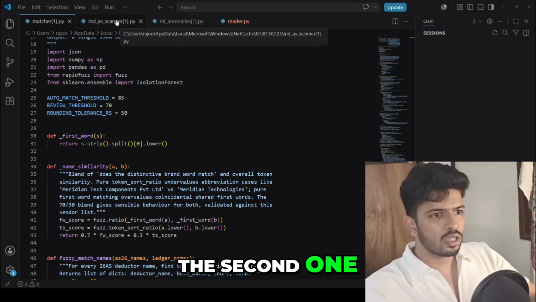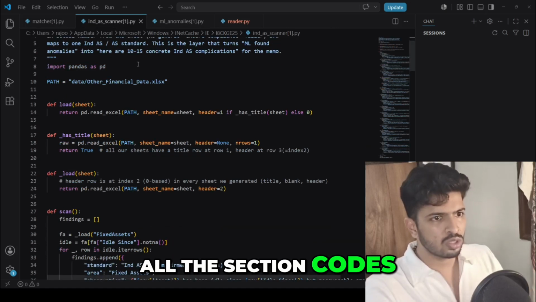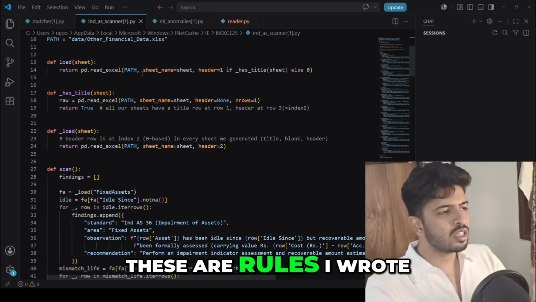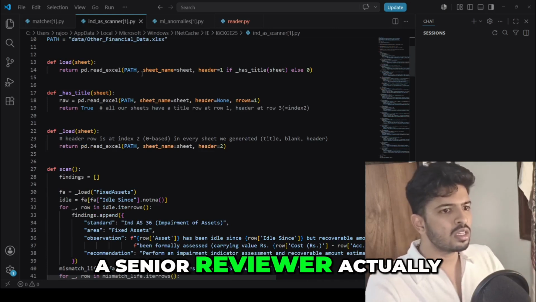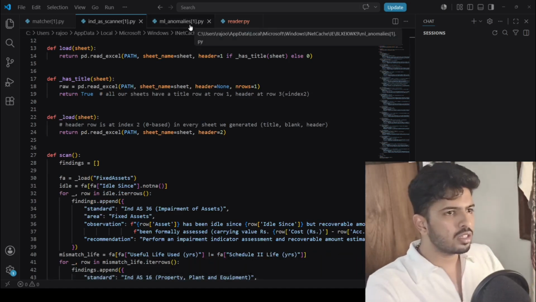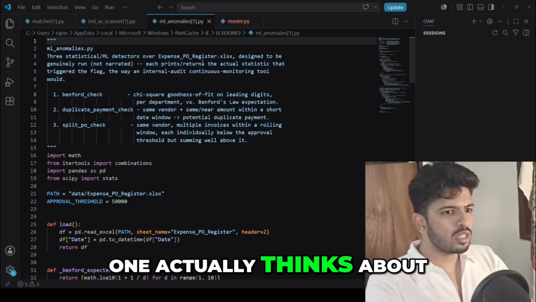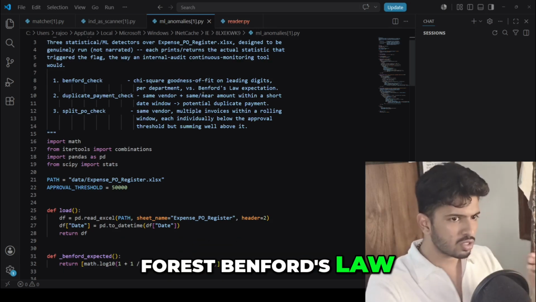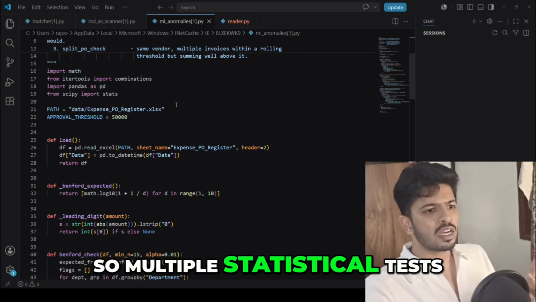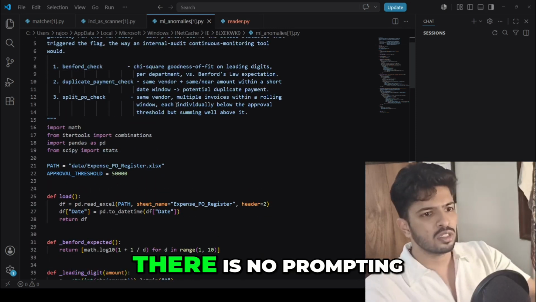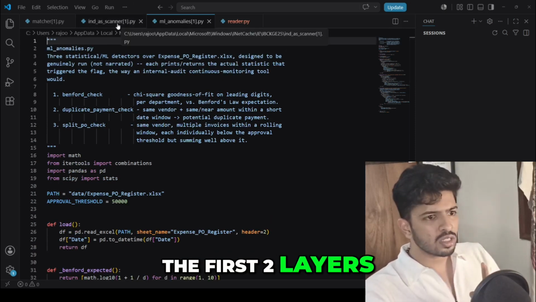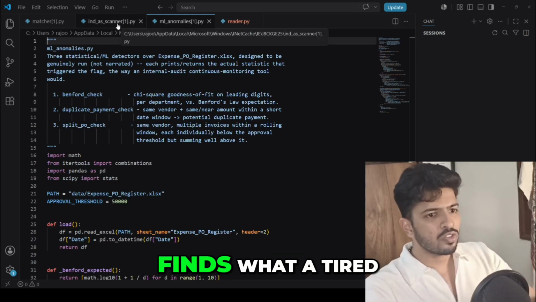The second one is the rule layer. That is all the section codes, all accounting standards, all cross-period checks. These are not AI guesses. These are rules I wrote because I know what a senior reviewer actually checks for. Then the third layer is the pattern layer. It's isolation forest, Benford's Law, duplicate payment detection, split PO detection. So multiple statistical tests running over the expense register. There is no prompting, it's just math against actual numbers. The first 2 layers actually do the work, but the third layer finds what a tired human misses.